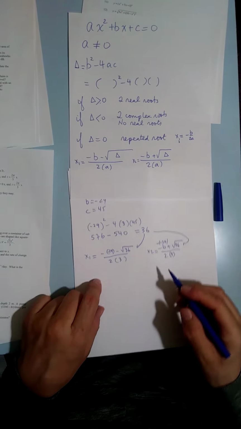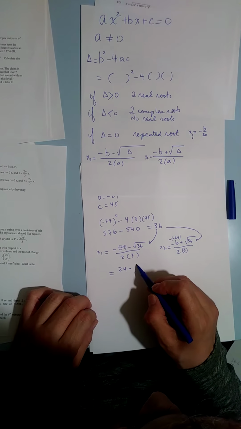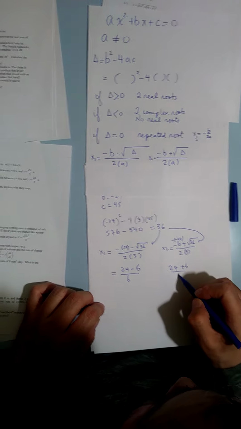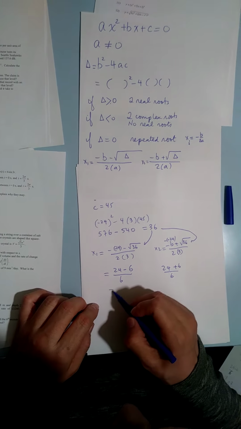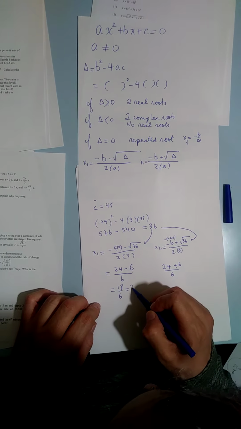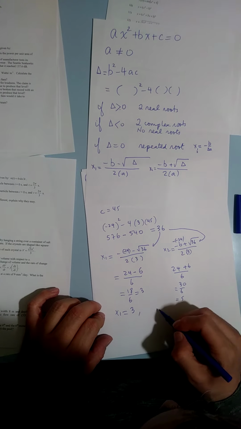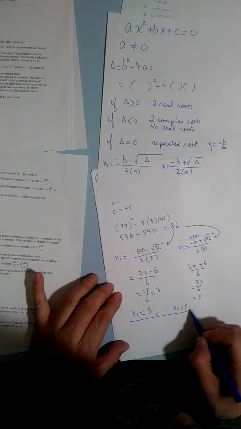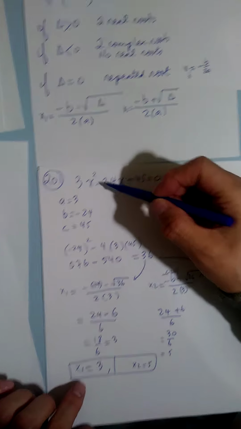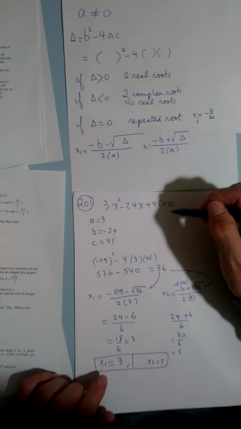So this looks like 24 minus square root of 36, which is 6, over 2 times 3, which is 6. And this would be 24 plus 6 over 6. 24 minus 6 is 18 over 6, that's equal to 3. 24 plus 6 is 30 over 6, which is 5. So our first solution is x1 equals 3. Second solution is x2 equals 5. These are the two roots of the given equation.